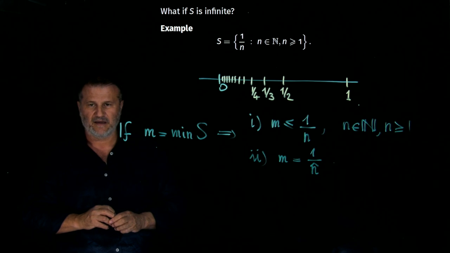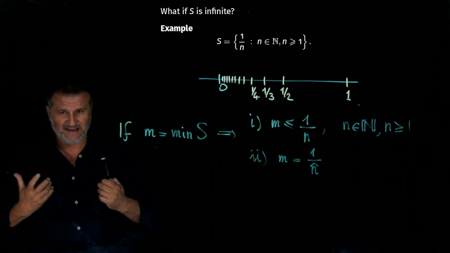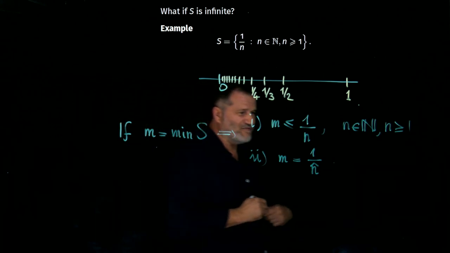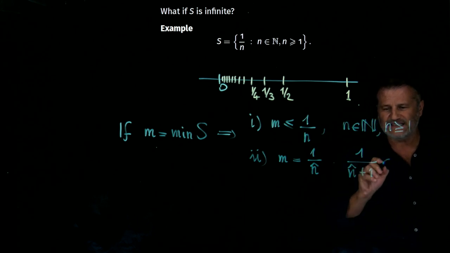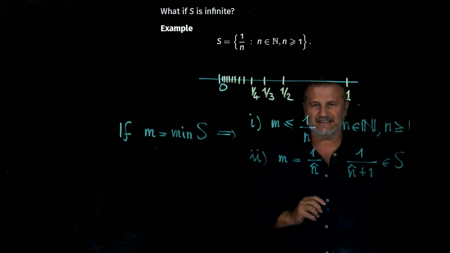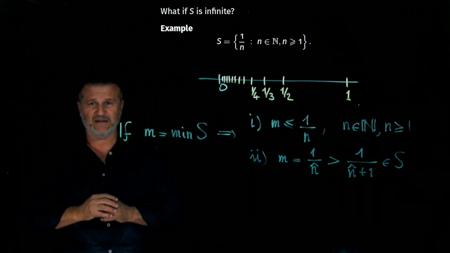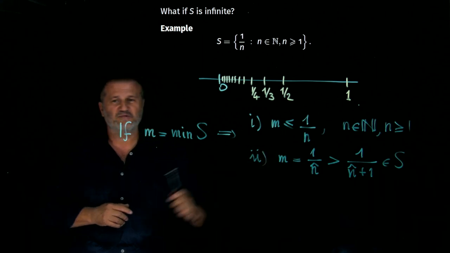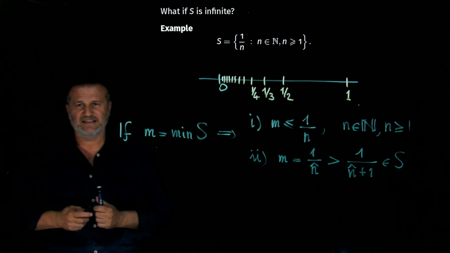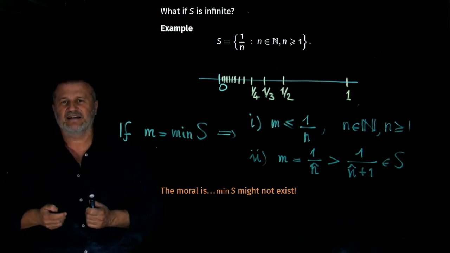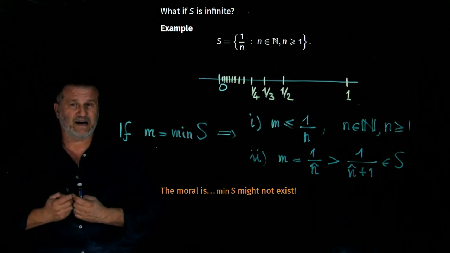But now we see that these two conditions together cannot stay together, because if we take the element 1 over n hat plus 1, well, this element belongs to the set S, and it is clearly less than M, which is supposed to be the minimum. And this is in contradiction with the first property. So this proves that this set has not a minimum, and in general, the message is that minimum of S might not exist.